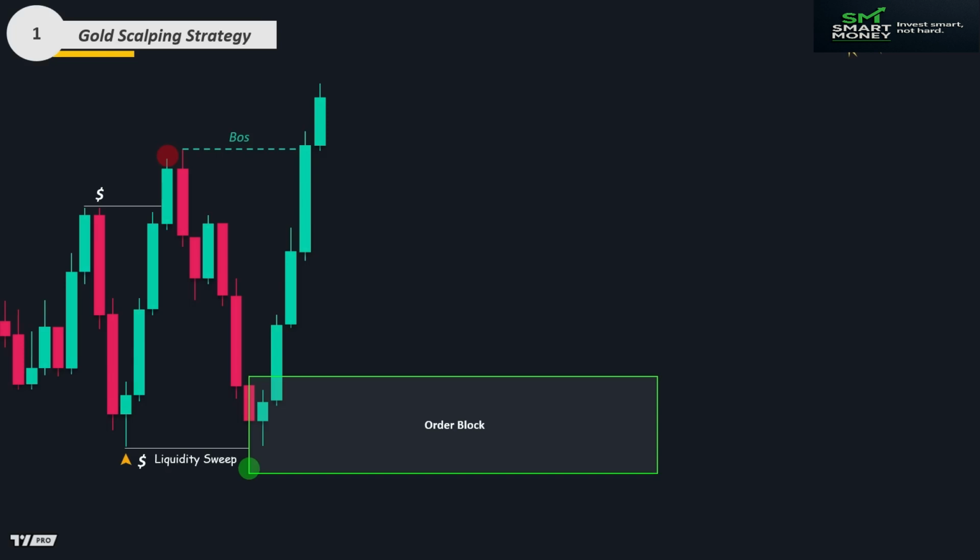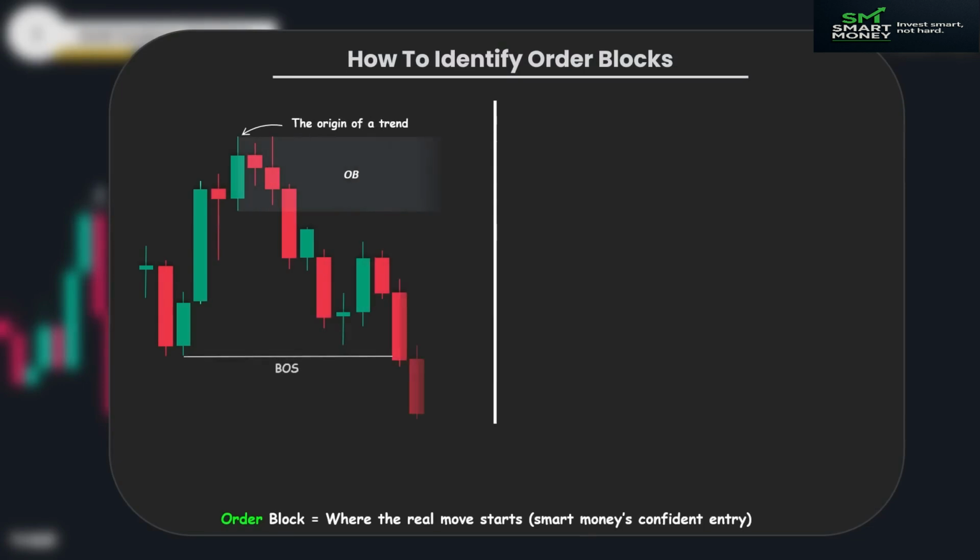More often than not, price tends to revisit this block, where it acts as a demand zone and smart money steps back into the market. Now, for those who are wondering what an order block is, order blocks are decisional zones where large volumes are placed right before a major expansion. Because of this, price often reacts or reverses when it returns to these areas.